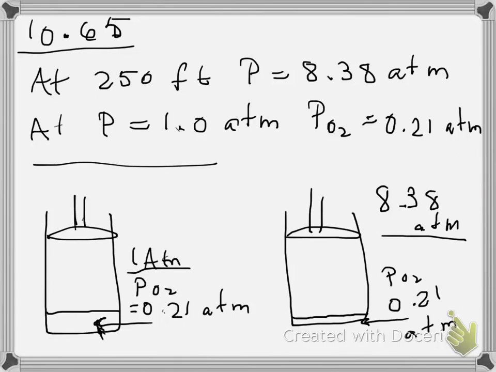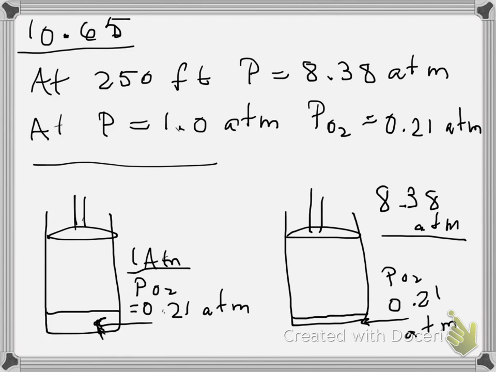Okay, this is 8.6 or 10.65. At 250 feet underwater, the pressure is 8.38 atmospheres. And it asks what the mole percent of oxygen should be in the diving gas for the partial pressure of oxygen in the mixture to still be 0.21, which it would be in air at 1 atmosphere pressure, like in the room or somewhere like that.